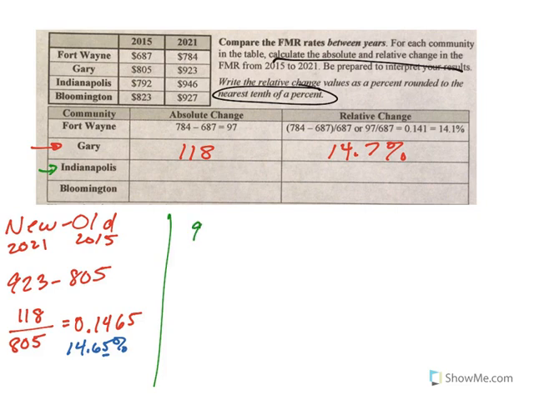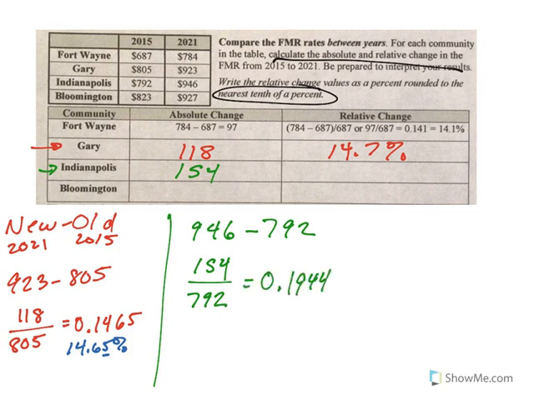Okay, let's move on to Indianapolis. Indianapolis is going to give us 946 minus 792 for an absolute change of 154. To find the relative change, I take the absolute change, divide by the reference, or the old, and that's going to give me 0.1944, rounded to the nearest tenth of a percent, and it's 19.4%.